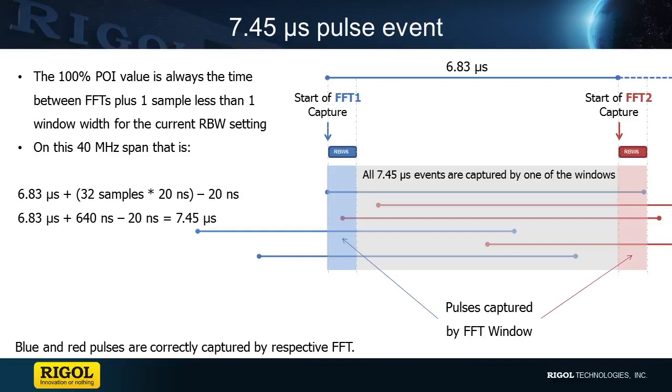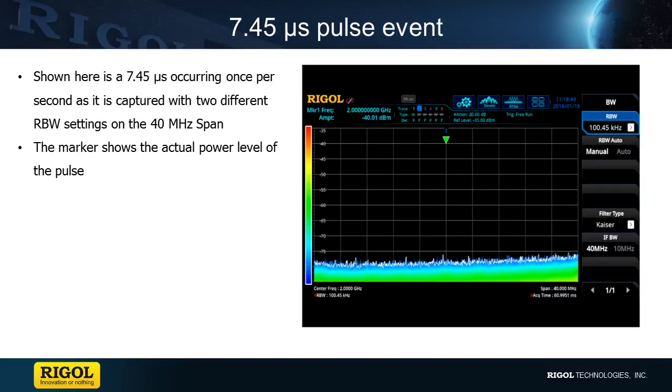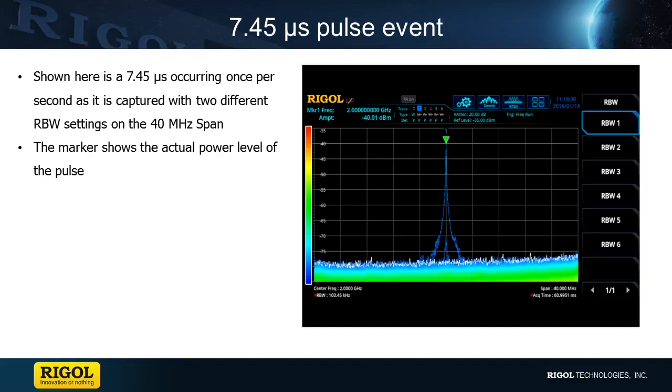So that's how we define the POI, as the shortest time that's guaranteed to be measured accurately by one of the FFTs. Here's a video demonstrating that. Again, with RBW1, we never miss a pulse. They're once per second. But sometimes the power is low because the window does not totally overlap with the pulse.